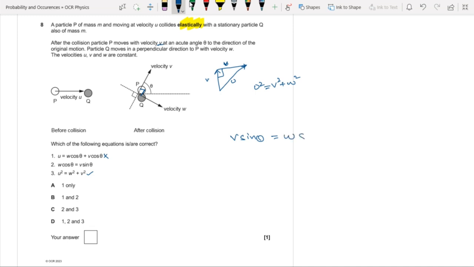So w sine of 90 minus theta, and that is w cos of theta, by the same property, because they are complementary functions. So v sine theta is equal to w cos theta. Yeah, that's right. So 2 and 3 are right. So C is the right answer.